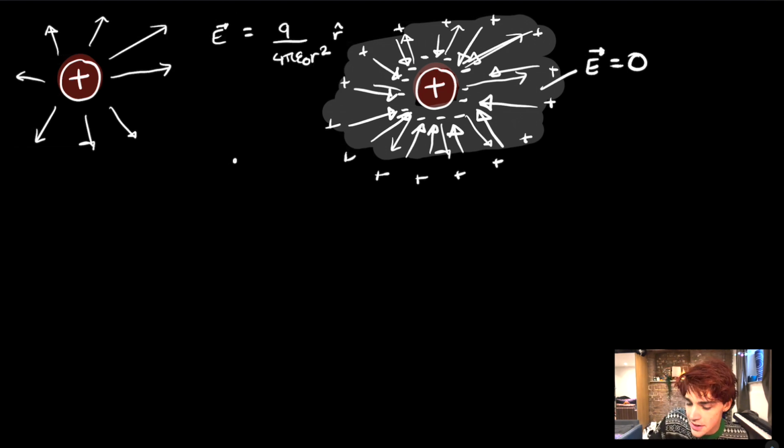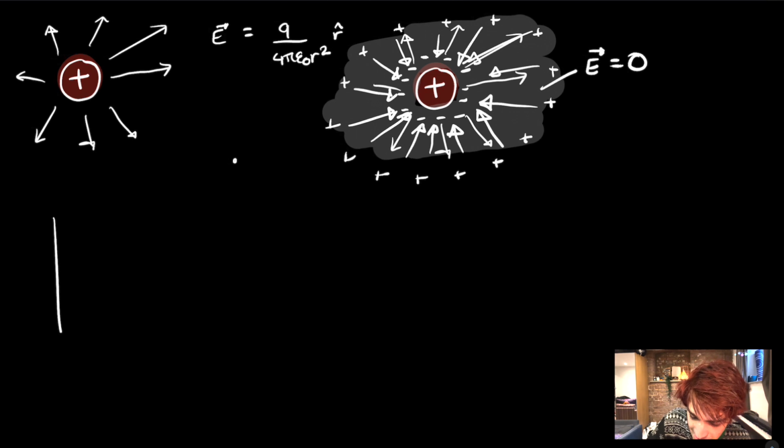And on the other extreme, we have a metal where there is so much charge that the electrons will completely cancel out any electric field produced by this big charge right here. Now, what happens when we have something between these two extremes? Well, this is what a dielectric is.